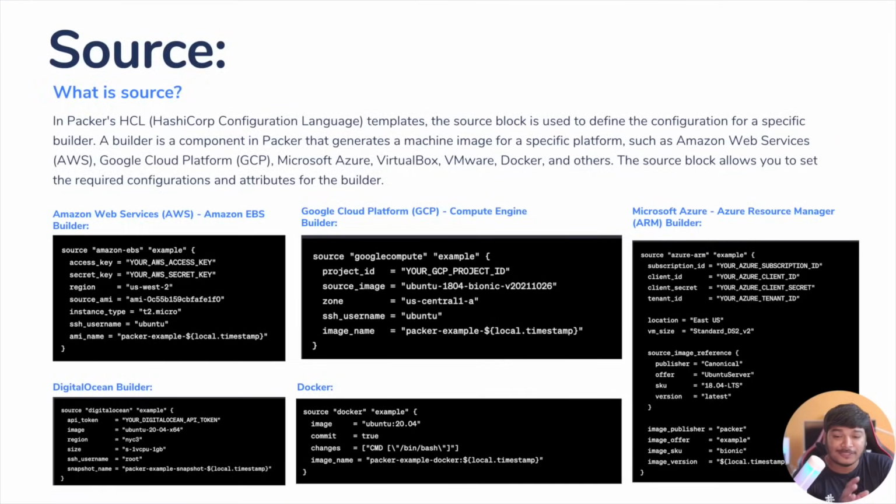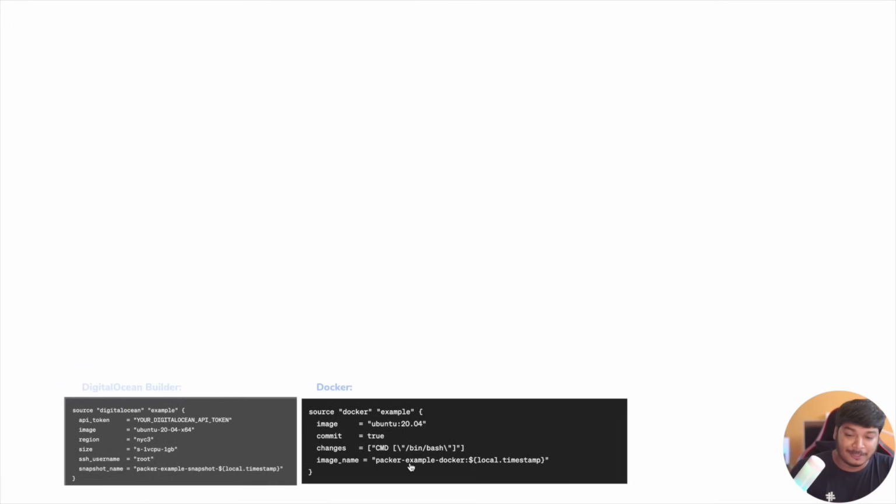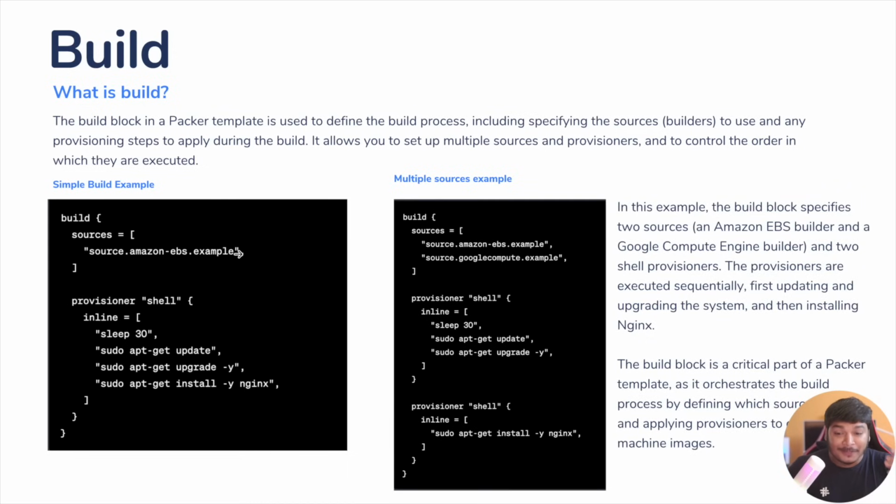Now that you have learned about the source block, let's learn about the build block. So what is build? A build block in a Packer template is used to define the build process, including specifying the sources, meaning if you want to build an image, what should be the source of it. It could be EBS, or it could be from GCP. Where the source is from, you define in the build itself. And any additional provisioning step also has to be mentioned in this build block. The build allows you to set up multiple sources as well as multiple provisioners to control the order in which they are executed. You can define the entire build flow in this build block.